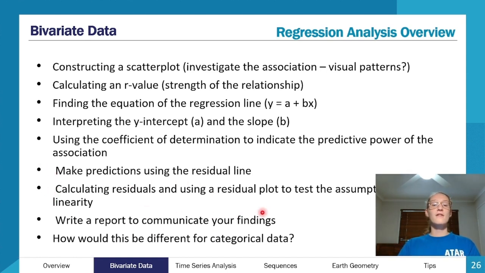We can also do a residual plot to test the assumption of linearity. We can write a report to communicate our findings, and we can answer questions about it. Then this would be a little bit different for categorical data, so have a think about how our process differed when we were interpreting categorical data. That's the 1,000-foot overview of what we just went over, bringing it all together.